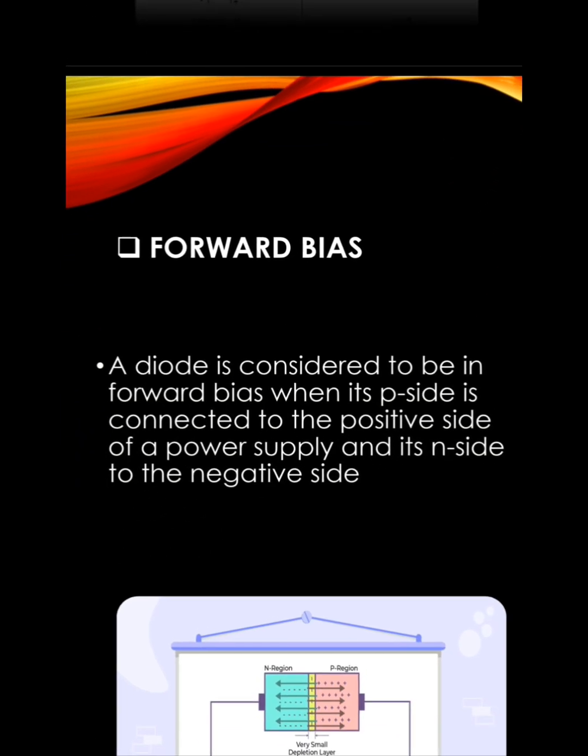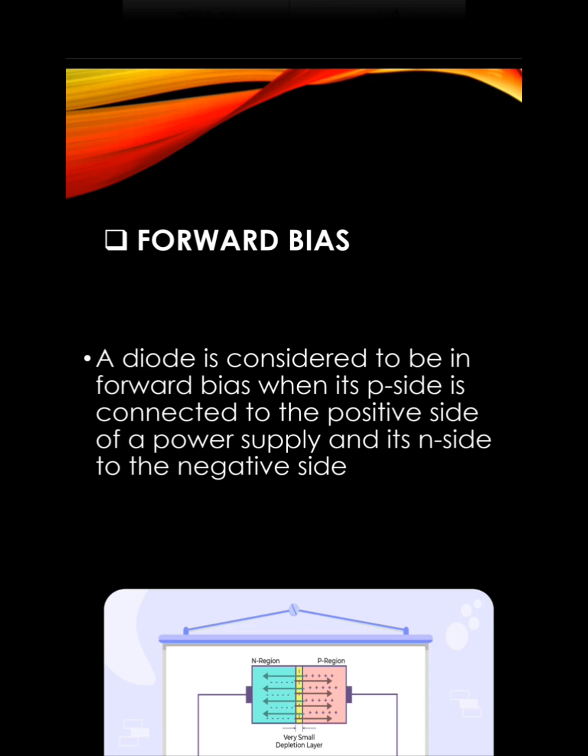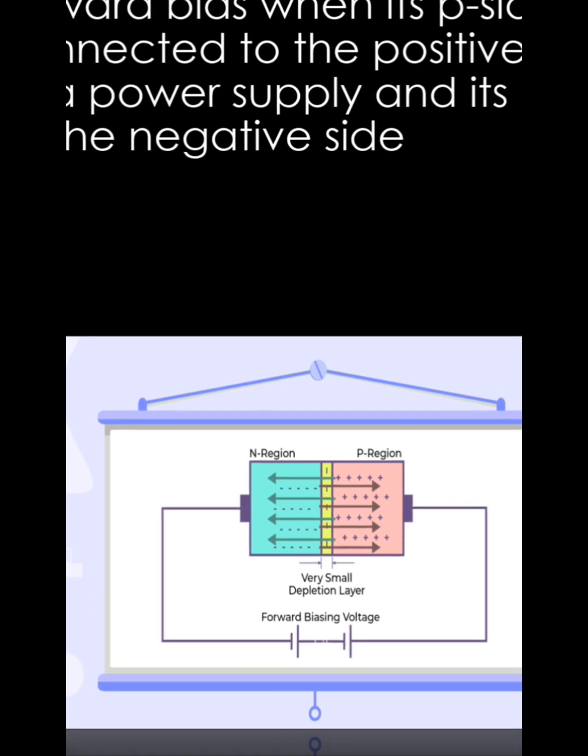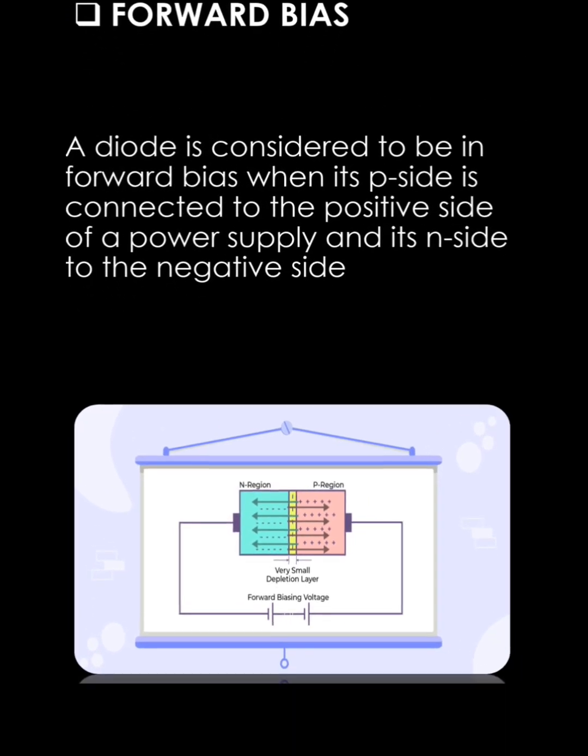Now forward bias. A diode is considered to be in forward bias when its P side is connected to the positive side of a power supply and its N side is connected to the negative side. This is the picture of forward bias.